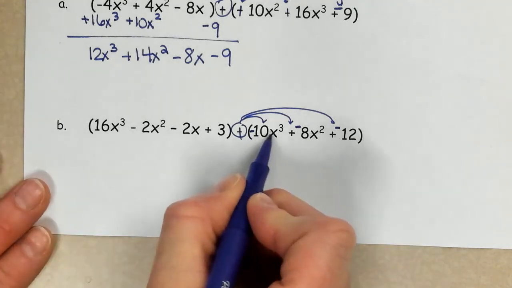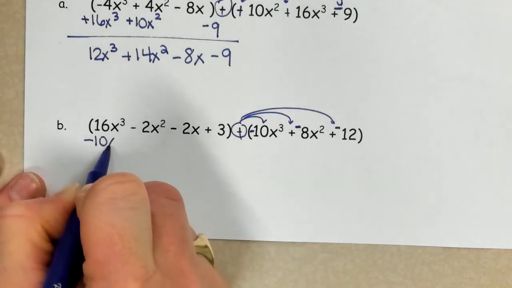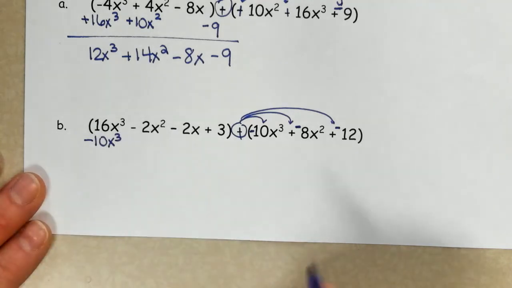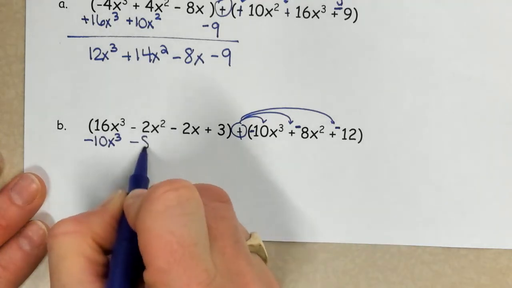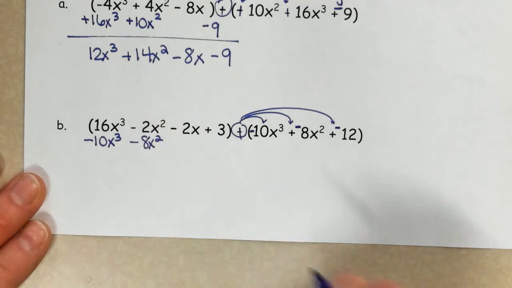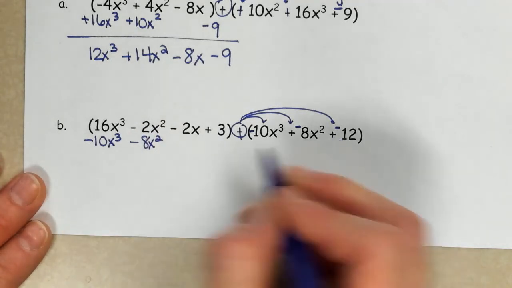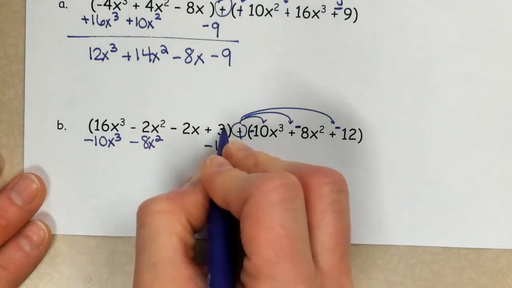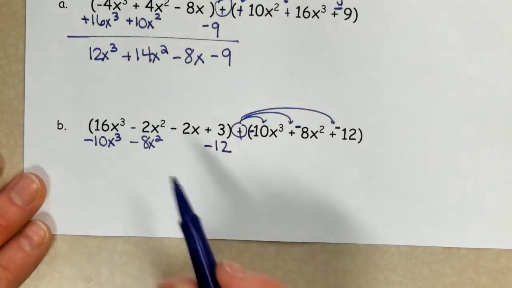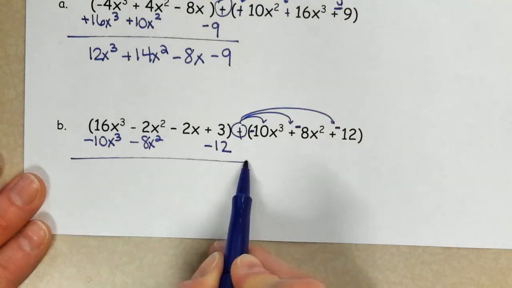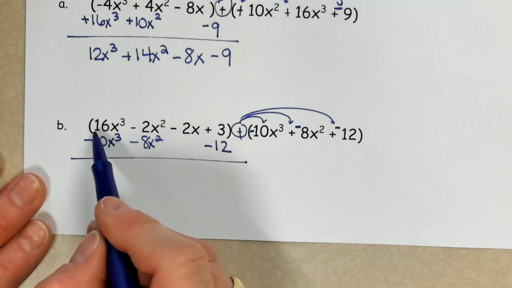So I'm going to put negative 10x cubed with the 16. I'm going to put negative 8x squared with the 2x squareds. And I'm going to put negative 12 with the 3. There was no like term for the 2x. And now I'm going to add like terms.